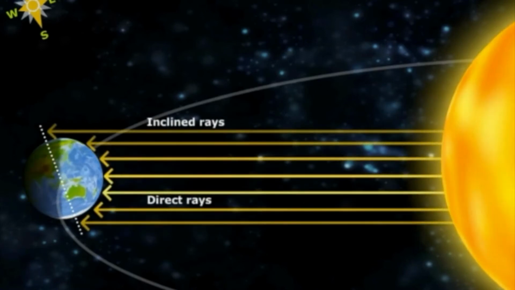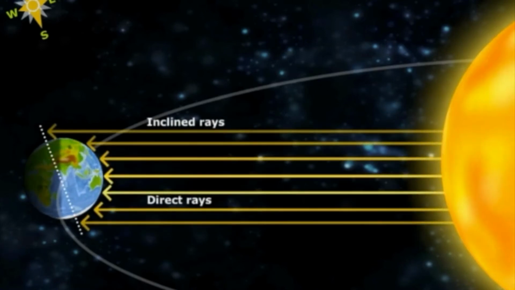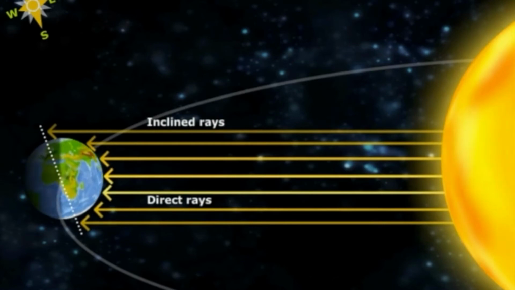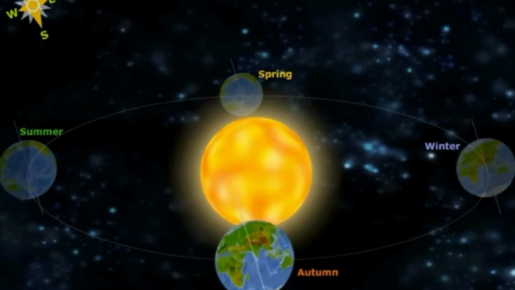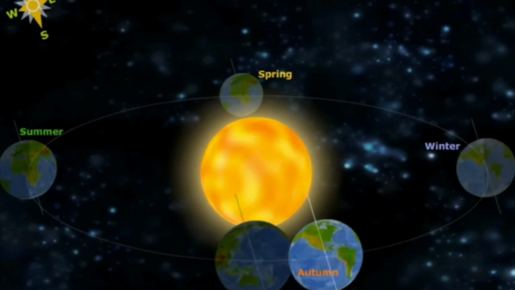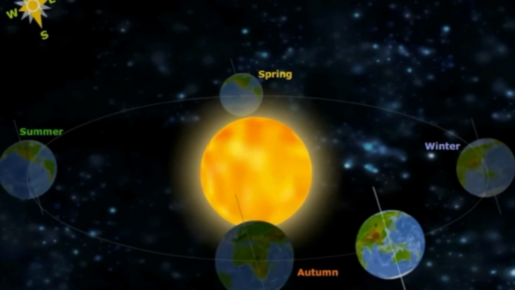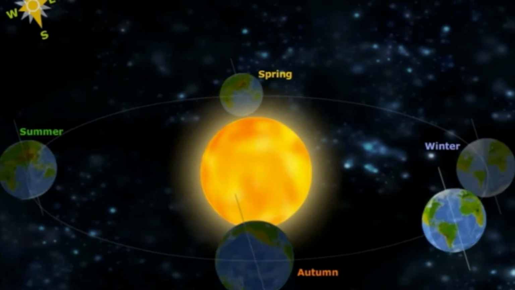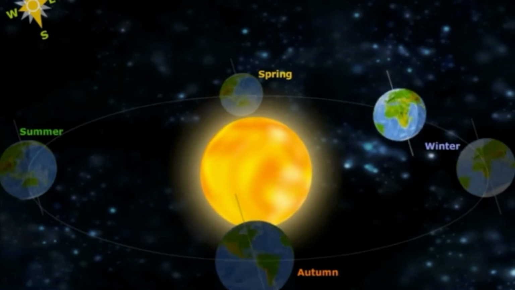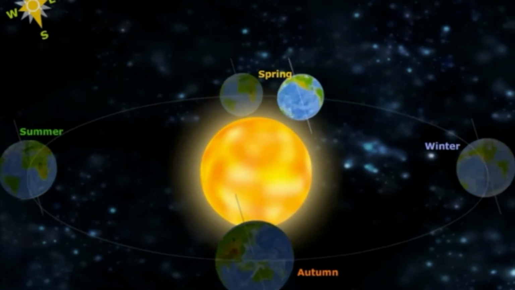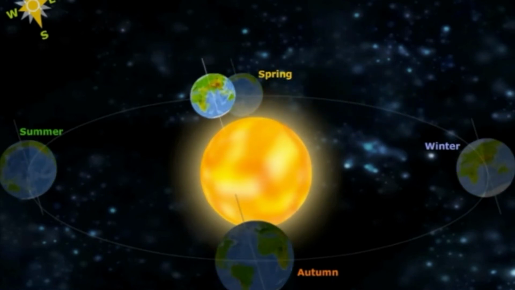Because of the tilt, some places on Earth get more direct sunlight than other places at the same time. The tilt of Earth's axis actually causes the changes in seasons. As Earth orbits the Sun, it remains tilted so that the axis always stays in the same position. That means that half the planet is always tilted toward the Sun, while the other half is tilted away.